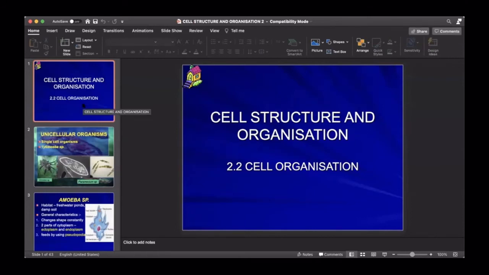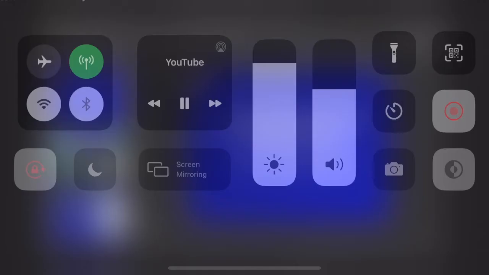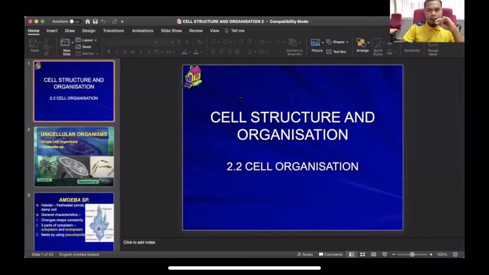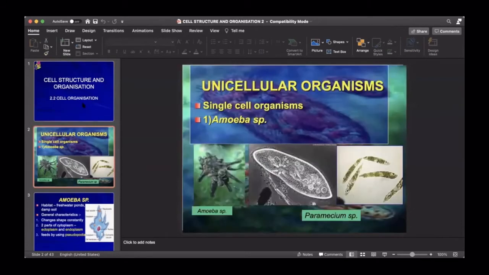Okay guys, so for the first one, we are going to study about unicellular organism. Okay, so there are 2 examples of unicellular organism you should know. The first one is amoeba, so it will look like this. Okay, and the next one is we have paramecium. Okay, so it will look like this. Okay, so let me make it larger.